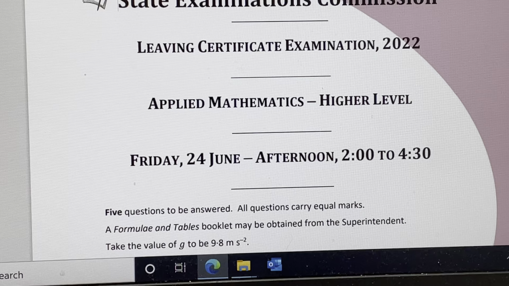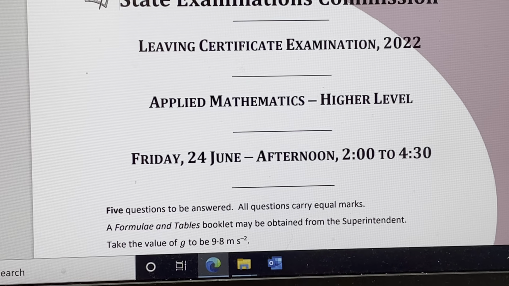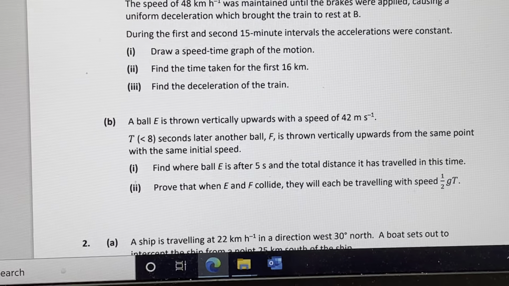Okay, the 2022 applied maths paper has just been released, a bit later than the other ones. So just give an initial reaction to what came up here.